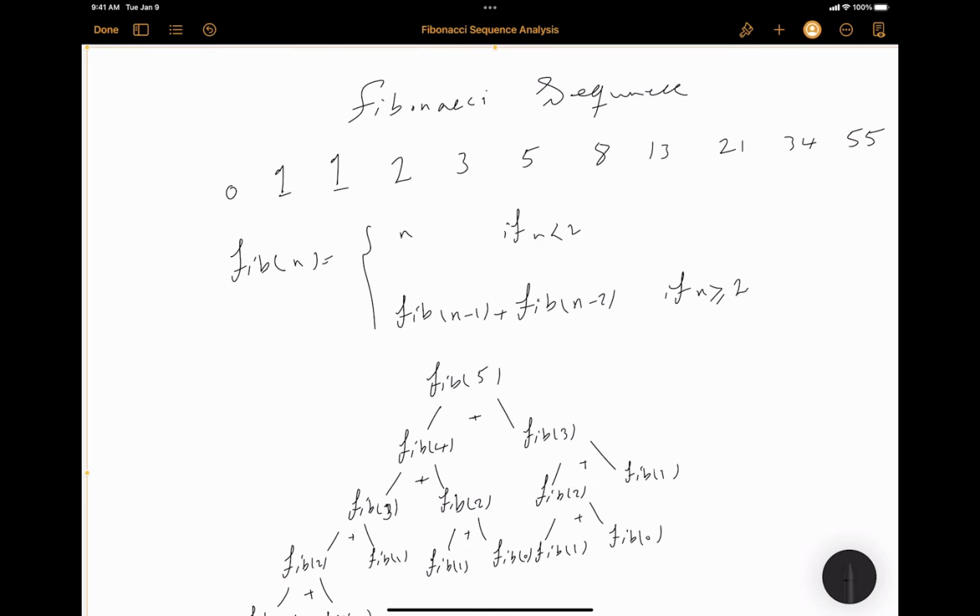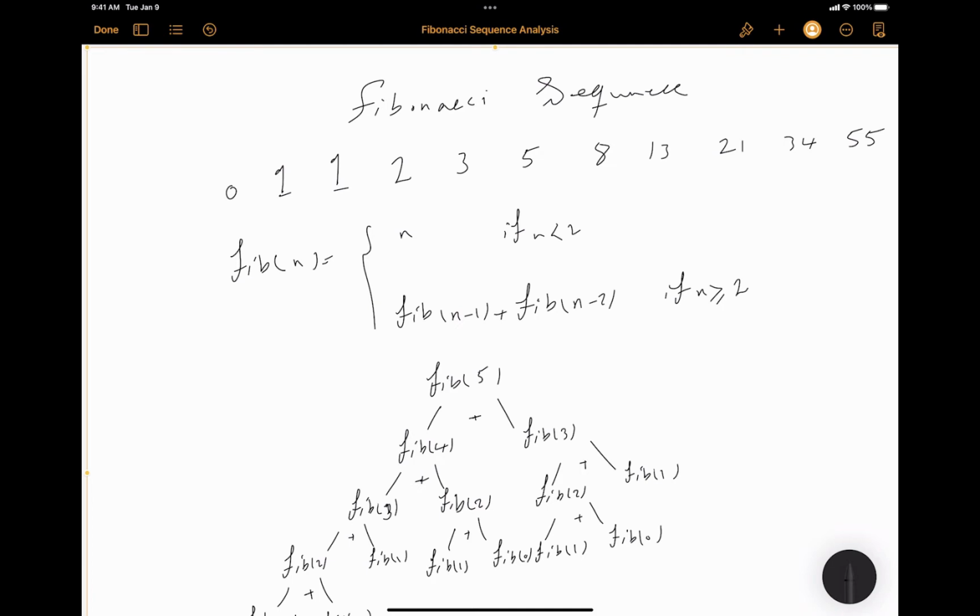If n, the number that we're going to calculate Fibonacci for, is greater than or equal to 2, it is the summation of the last two numbers. Otherwise, it is just the number n. And here are the first few numbers of the Fibonacci sequence: 0, 1, 1, 2, 3, 5, 8, 13, 21, 34, and 55.